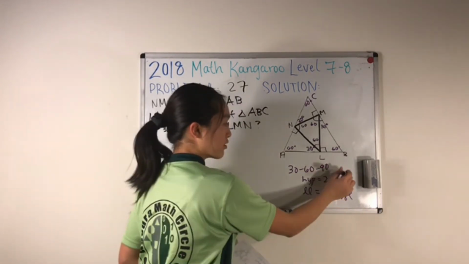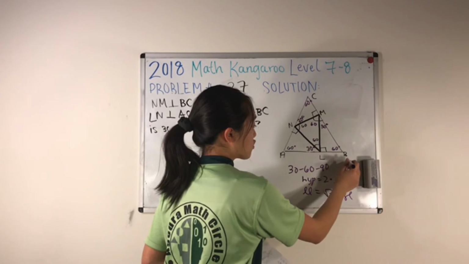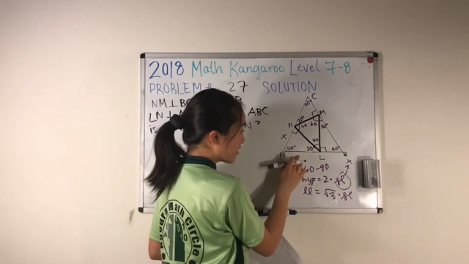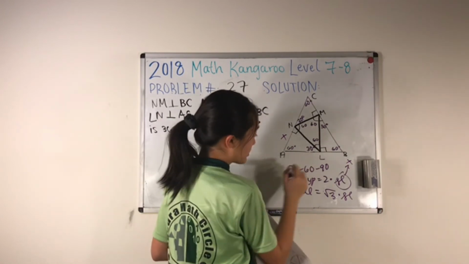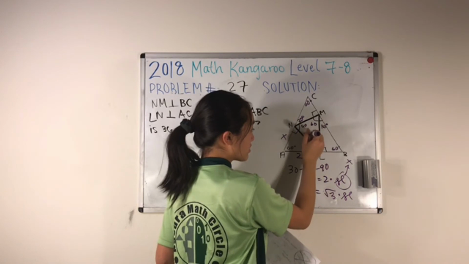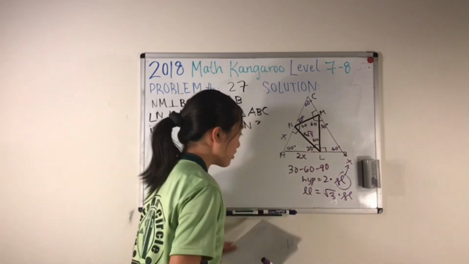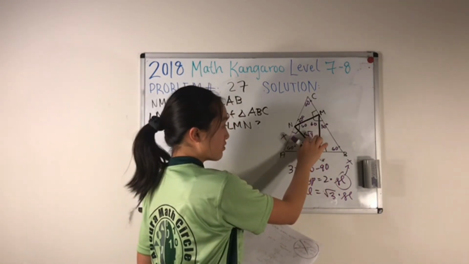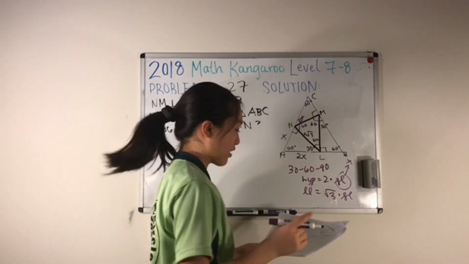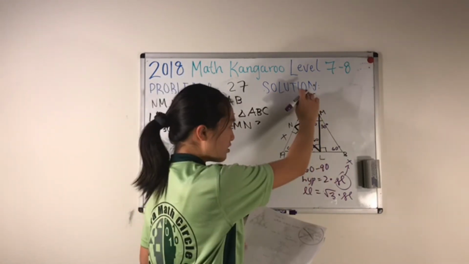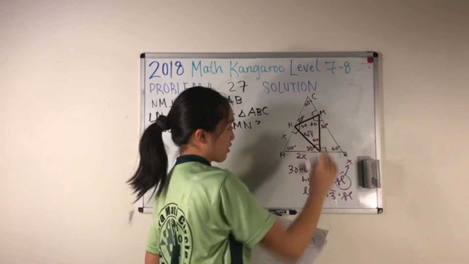So let's assume that the shorter length is x. Now the shorter length is across from the smaller angle, so this is x. And then over here, because this is the hypotenuse, this is 2x, and then this length over here is x rad 3. Now with that knowledge, we know that each side of this equilateral triangle is worth x rad 3. But we need to find the area of this huge equilateral triangle.